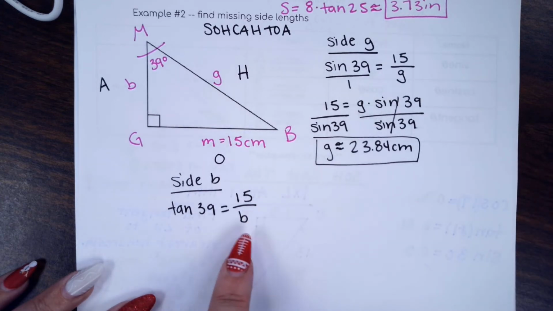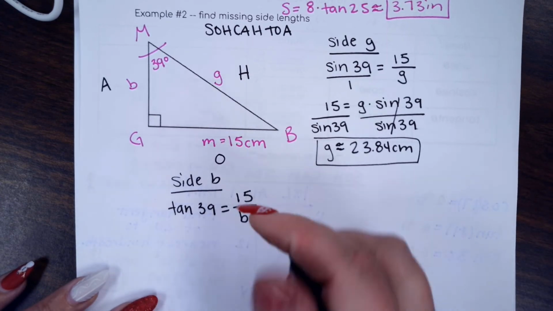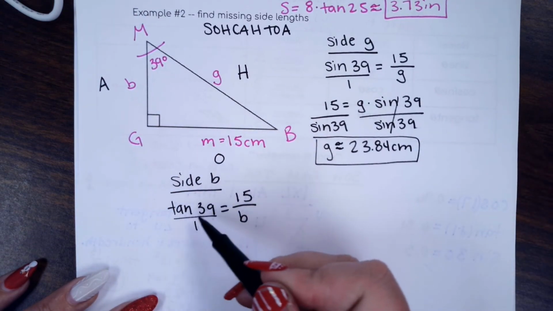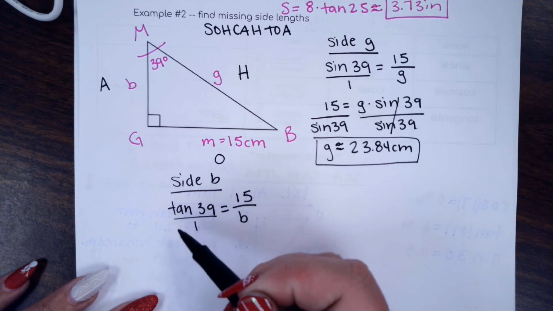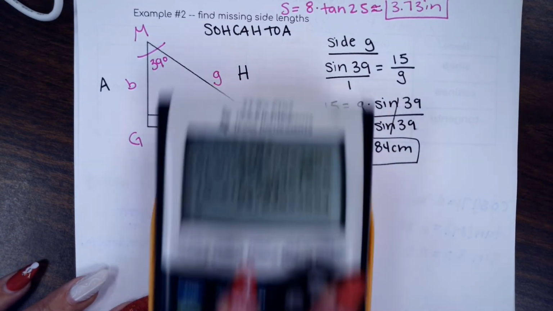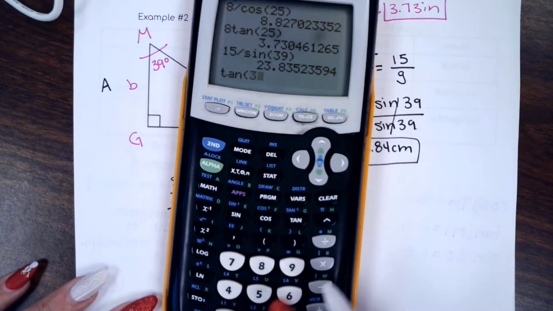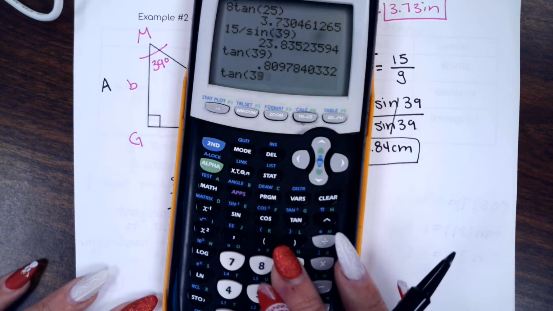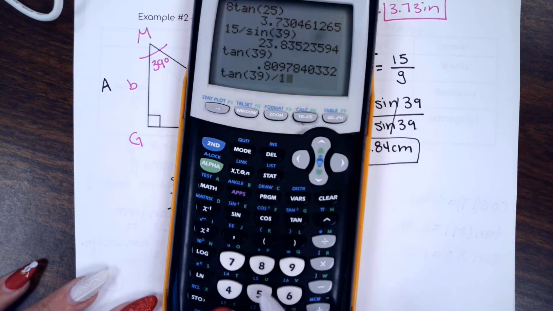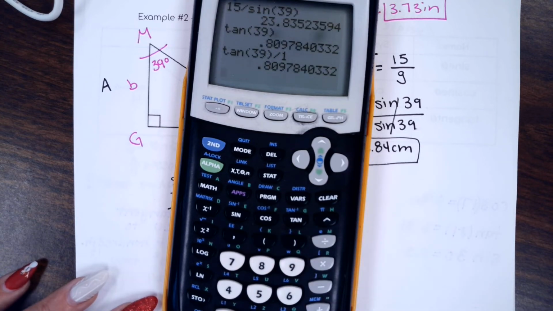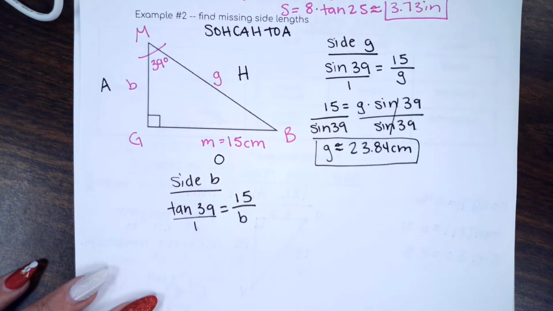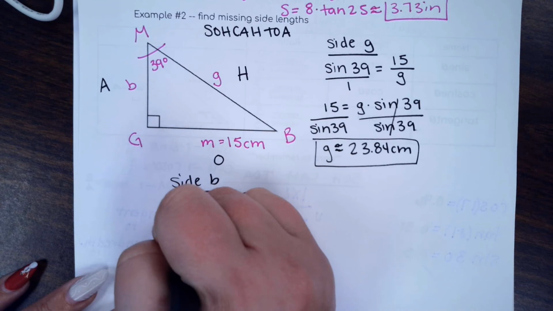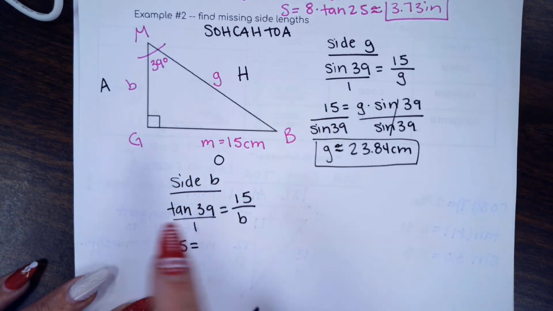So again, our variable is in the bottom, no biggie, we know what to do. We're going to create a proportion. So put tangent of 39 over 1. We can do this because it doesn't change the number, right? If I type in tangent of 39, I get that big long decimal. If I do tangent of 39 divided by 1, that changes nothing. Dividing by 1 doesn't change your number. That's why we're allowed to do that. And then we cross multiply. So 15 times 1, 15. B times tangent of 39.